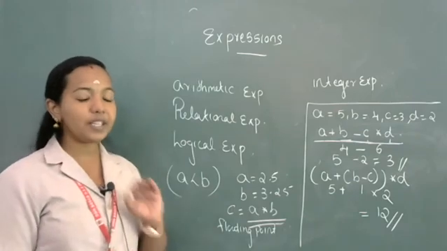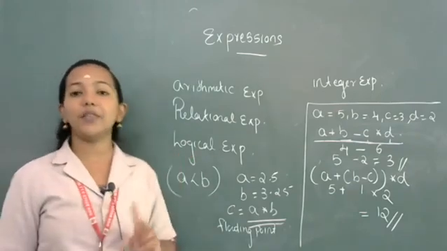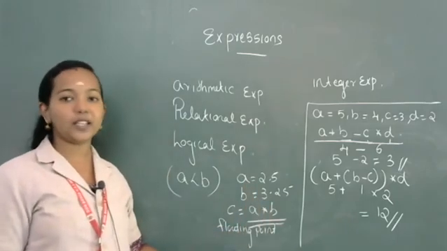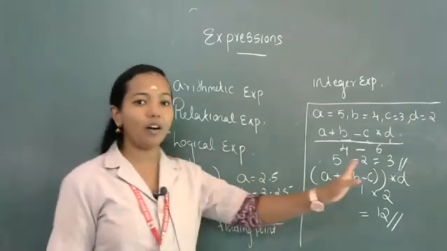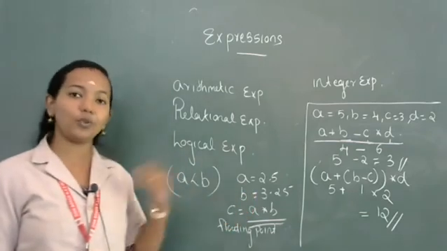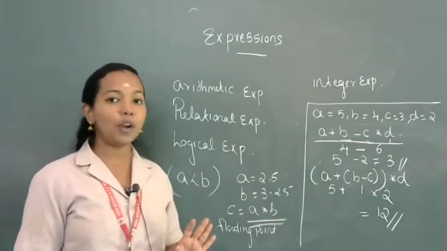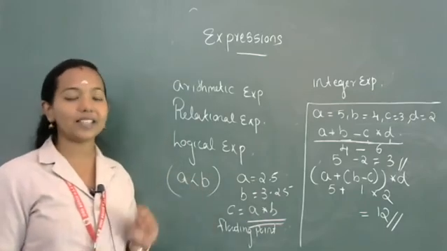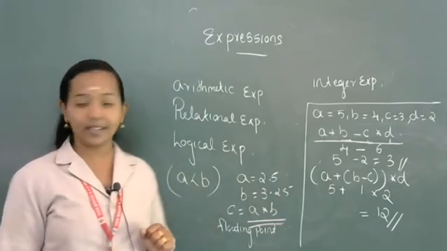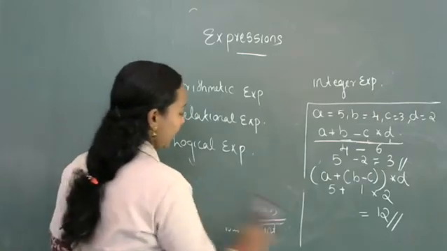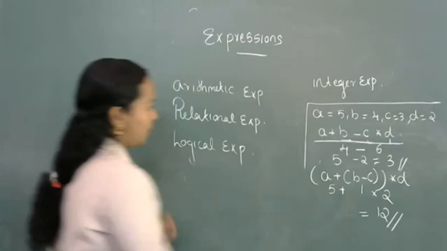Okay. Arithmetic expression can be classified into two categories, integer expression and floating point expression. In integer expression, all the values are integer numbers and it returns an integer value as result. But in floating point expression, it always returns a fractional number as result. Clear? Then, the next category is relational expression.